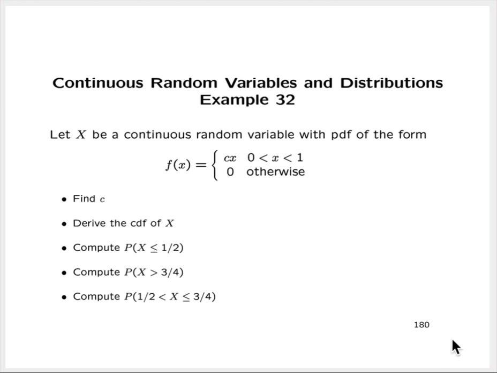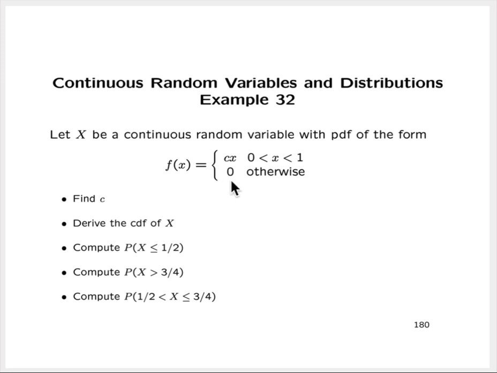So let's look at an example of this. This is example 32. Let X be a continuous random variable with PDF of the following form. The PDF of X, evaluated at x, is equal to c times x, as long as x is greater than 0 and strictly less than 1. And if x is less than or equal to 0 or greater than or equal to 1, then the PDF evaluates to 0.